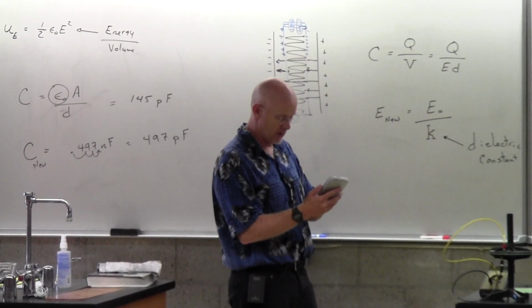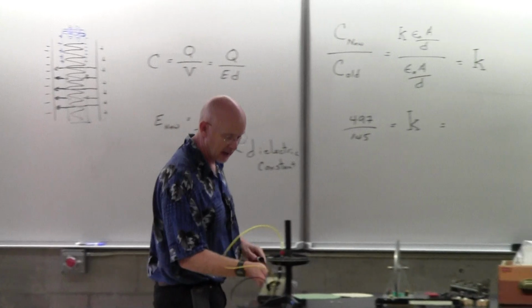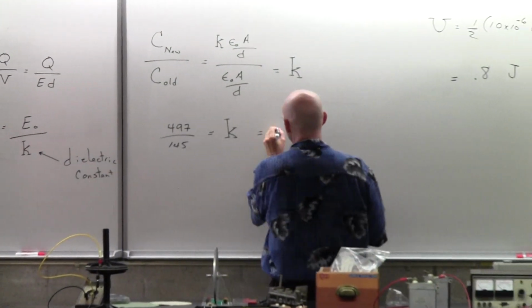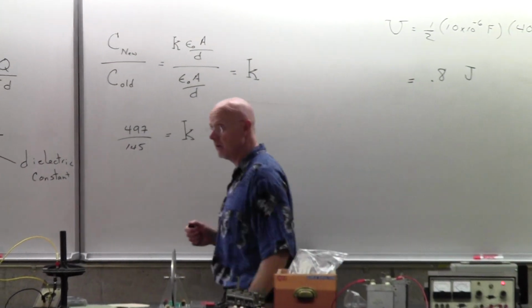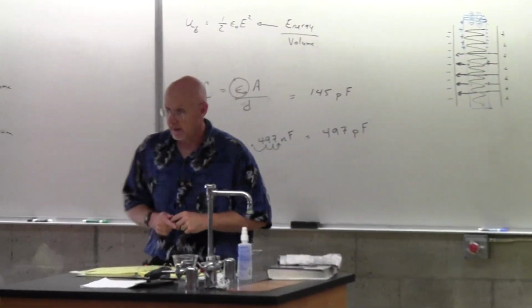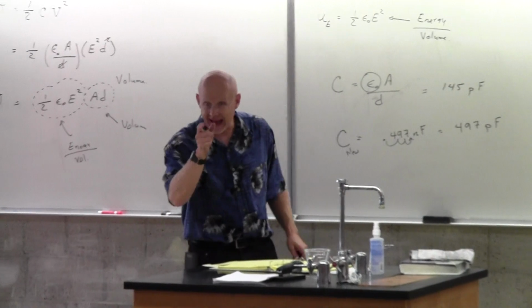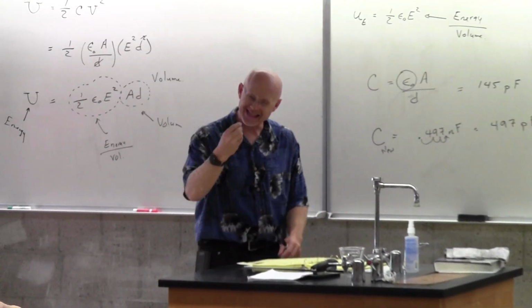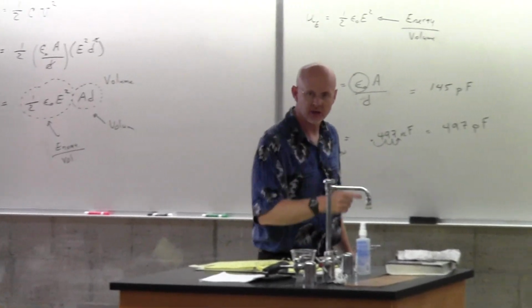497 divided by 145, and I get about a 3.4. So 3.4 would be the value of the dielectric constant of this material. And the capacitance has increased by that much. The electric field has decreased by that much.